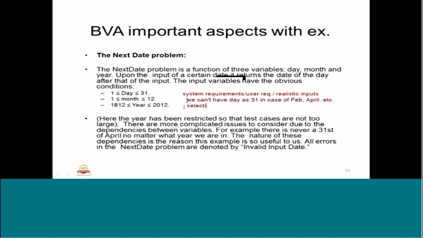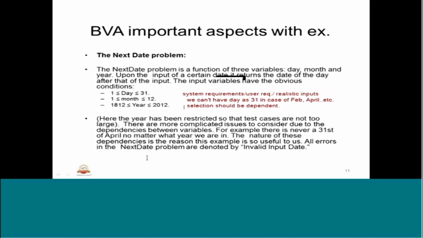So we need to have a selection in such a way that the selection is dependent. That means we need to understand what other circumstances need to be considered. So that is very important. It is not just enough to have boundary values just because the day field takes 1 to 31. It is also important to understand the other aspects of dependency in terms of the variables.